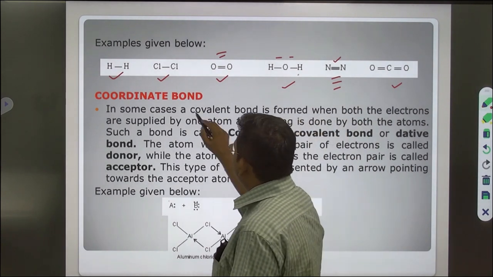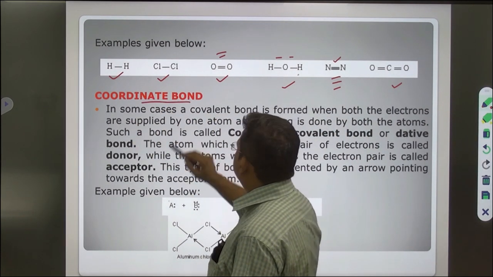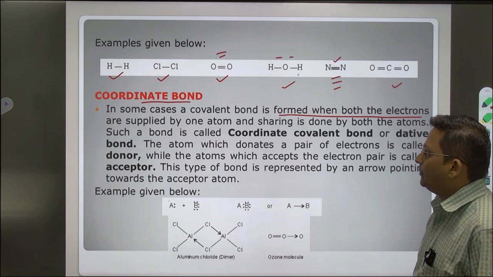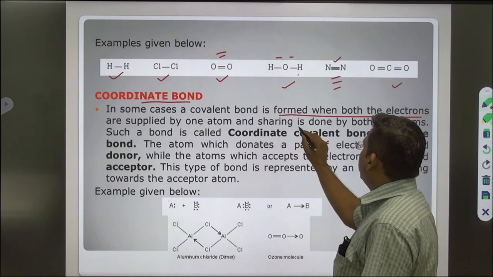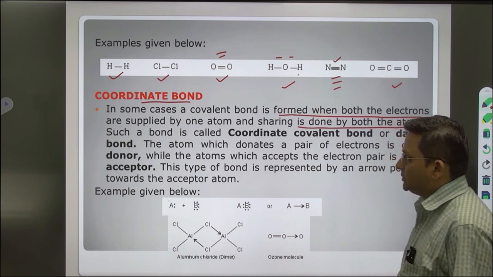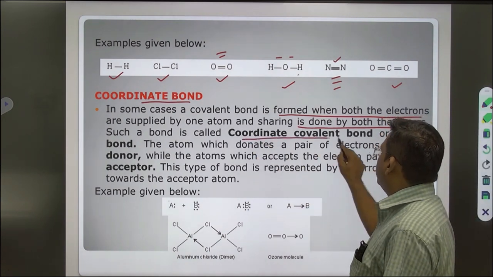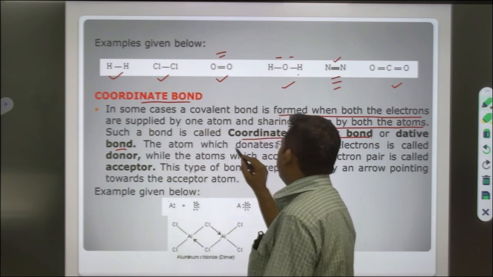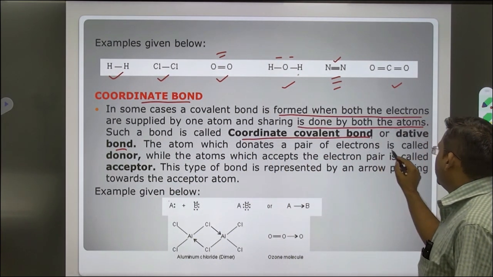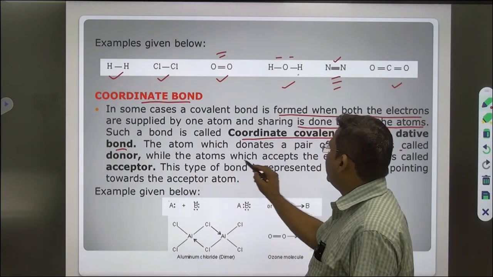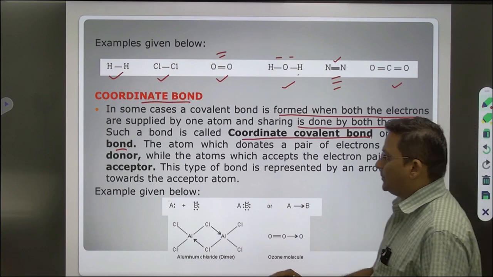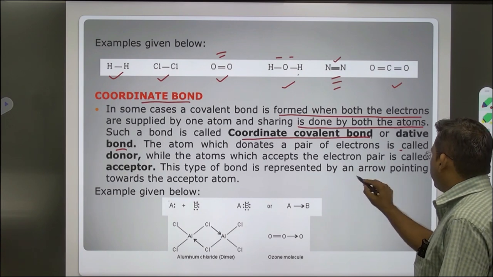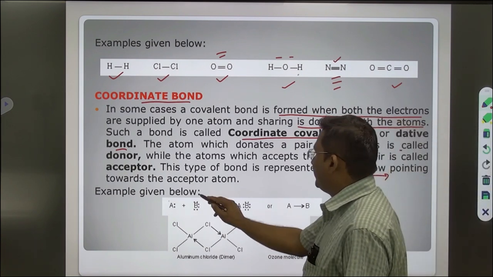Coordinate bond. In some cases, a covalent bond is formed when both the electrons are supplied by one atom and sharing is done by both the atoms. Such a bond is called a coordinate bond. It is also called a dative bond. The atom which donates a pair of electrons is called the donor, while the atom which accepts the electron pair is called the acceptor. This type of bond is represented by an arrow pointing towards the acceptor atom.